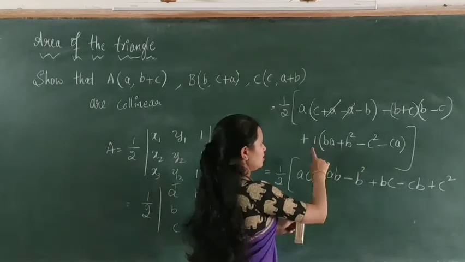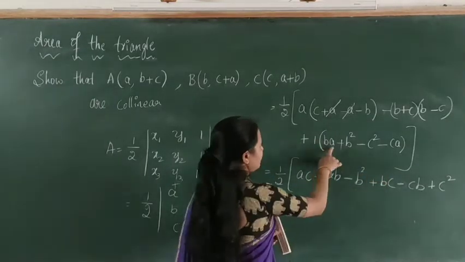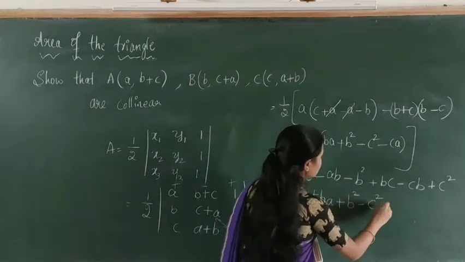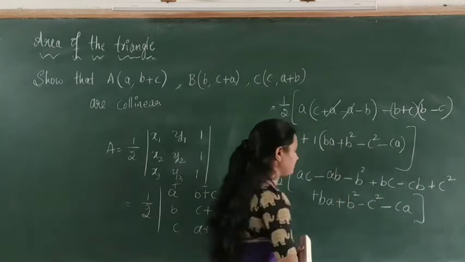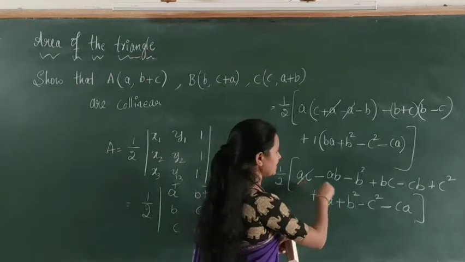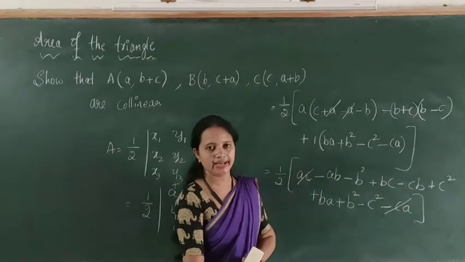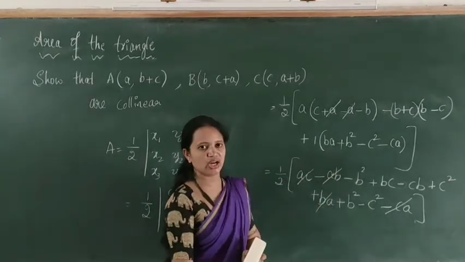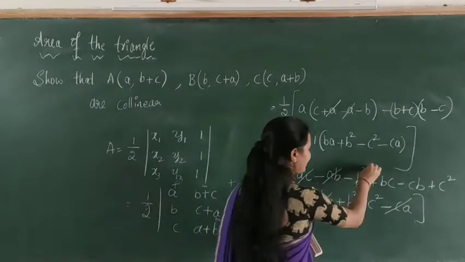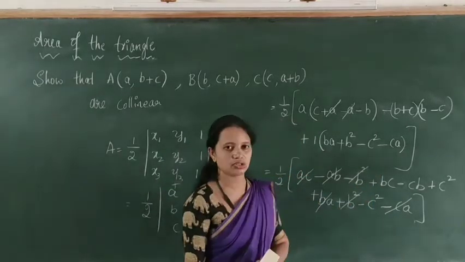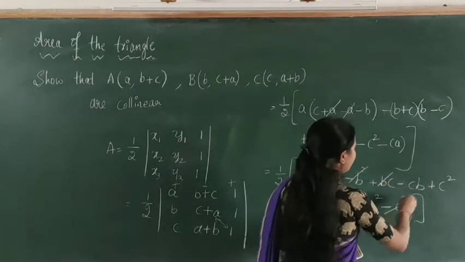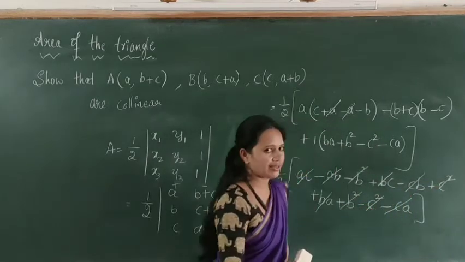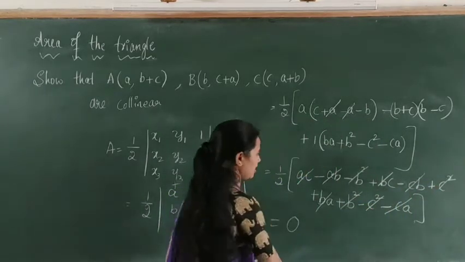Next, consider these elements. So 1 into this term is the same term: ba into 1, plus ba, plus b square, minus c square, minus c. So here plus ac minus ac, or ca, get cancelled. Minus ab plus ba get cancelled because ab is equal to ba. Minus b square plus b square also get cancelled, plus bc minus bc also get cancelled, plus c square minus c square get cancelled. So 0 into anything is equal to 0.